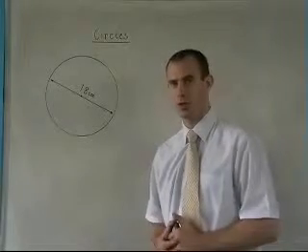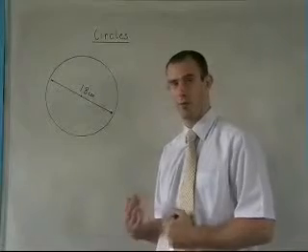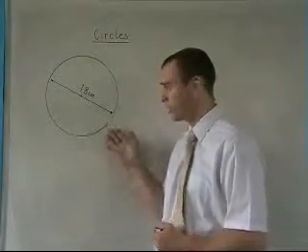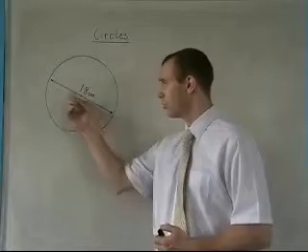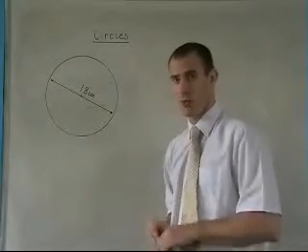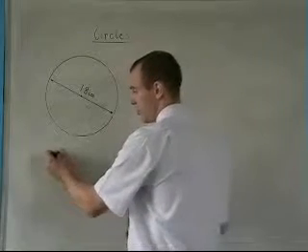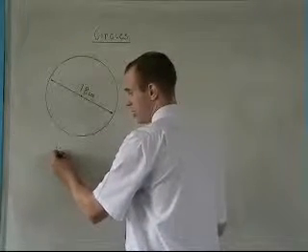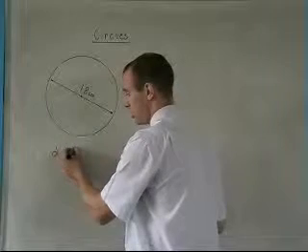Sometimes for circle questions you'll be given the radius, like in the previous part. In this case we've been given the diameter because it's the line going all the way across through the centre. So we need to make sure we can clarify which one's which. We can write down that the diameter equals 18 centimetres as written on the board.